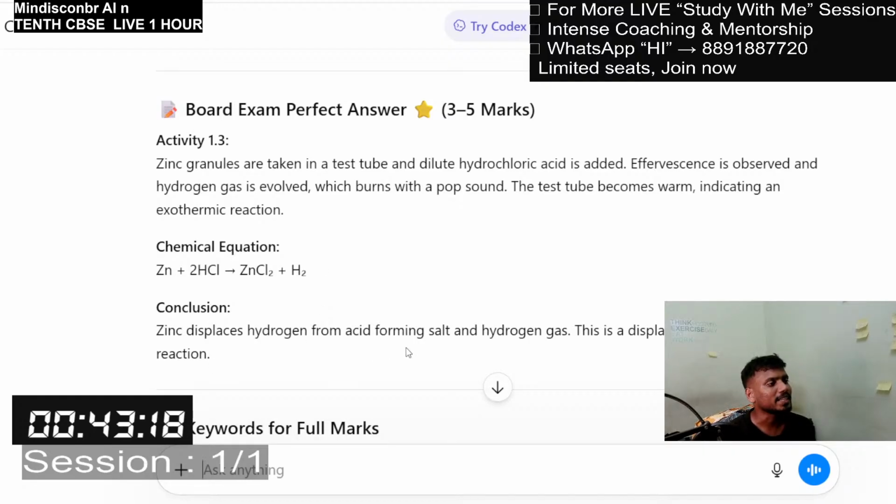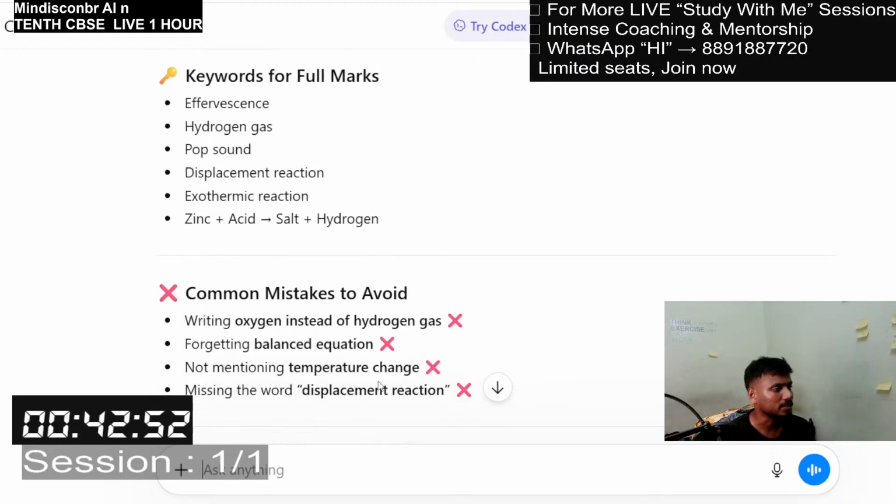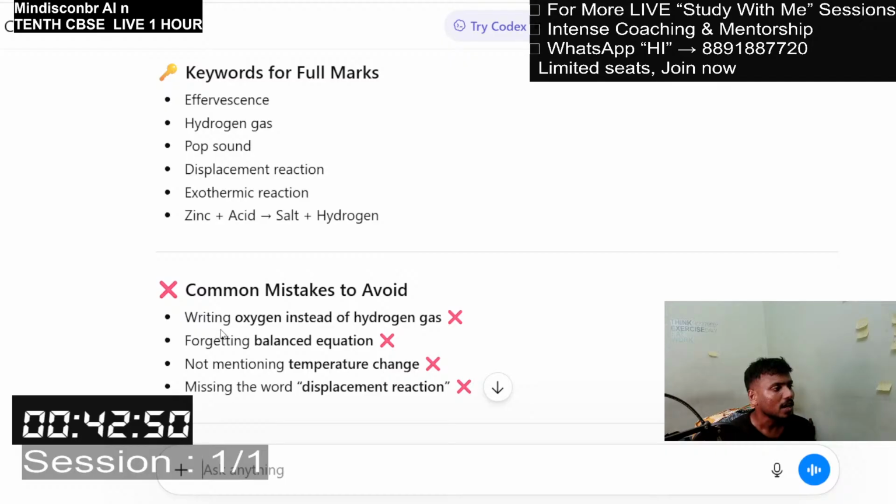Conclusion: zinc displaces hydrogen from acid, forming salt and hydrogen gas. Therefore, this is a displacement reaction, and since heat is produced, it is also an example of an exothermic reaction. Keywords for full marks: effervescence, hydrogen gas, pop sound, displacement reaction, exothermic reaction, zinc plus acid gives salt plus hydrogen. Common mistakes to avoid are writing oxygen instead of hydrogen gas, forgetting the balanced equation, not mentioning temperature change, and missing the word displacement reaction.